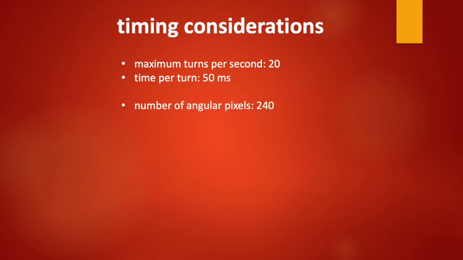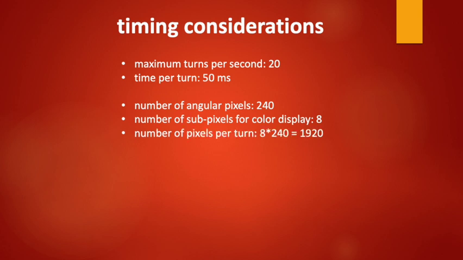240 color pixels are output per revolution, and if the 8 subpixels for the color display are taken into account, the LEDs must be updated 8 times 240 equals 1920 times per revolution. The time per subpixel is therefore 26 microseconds.